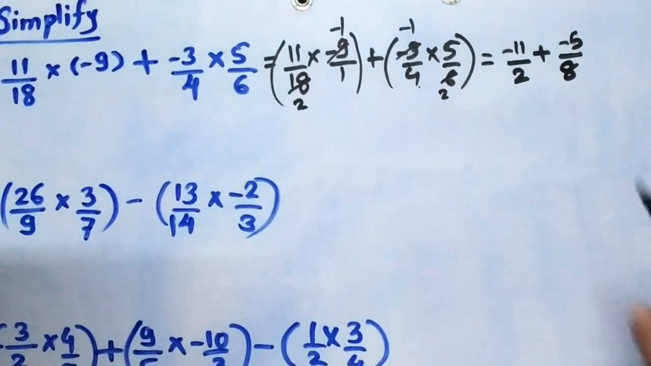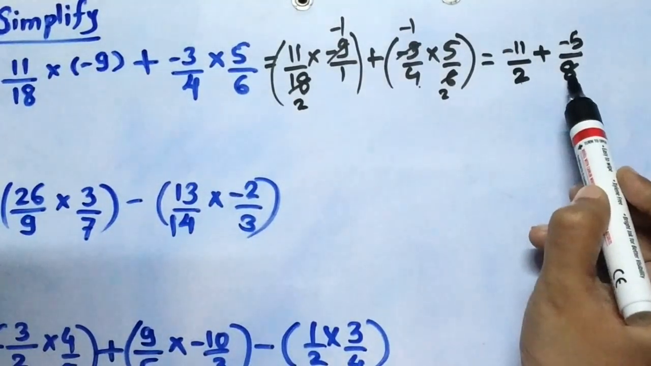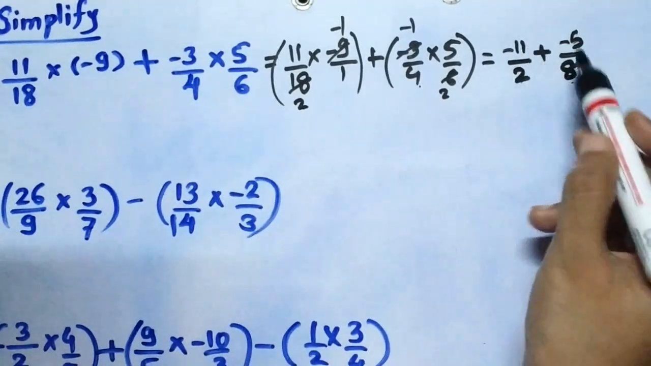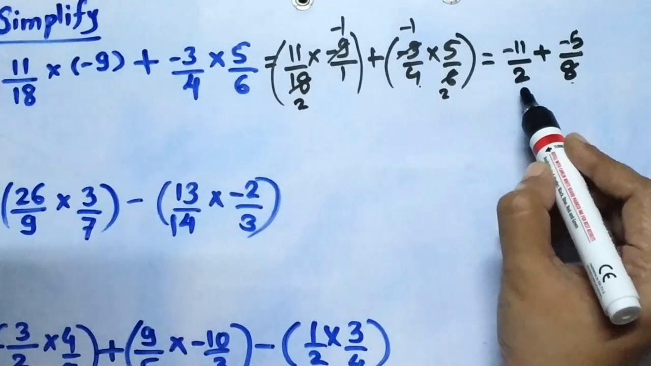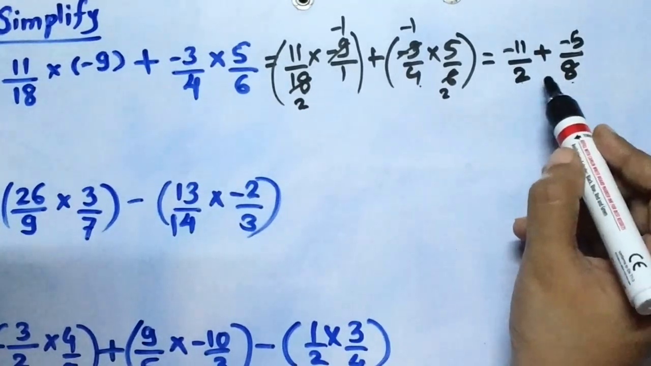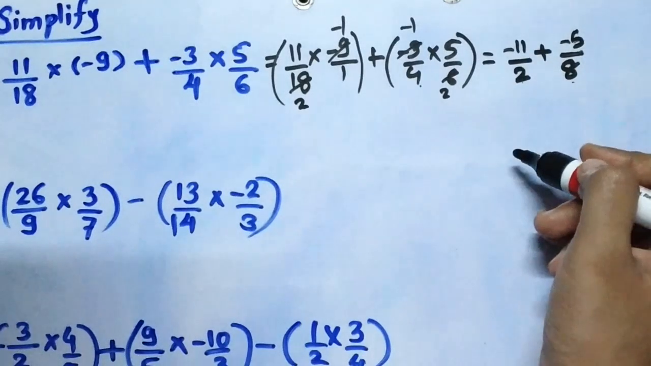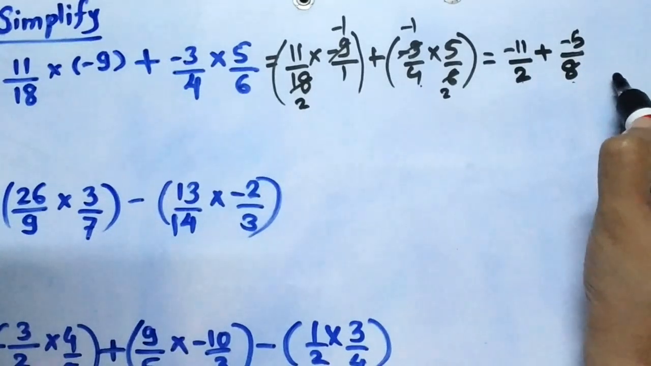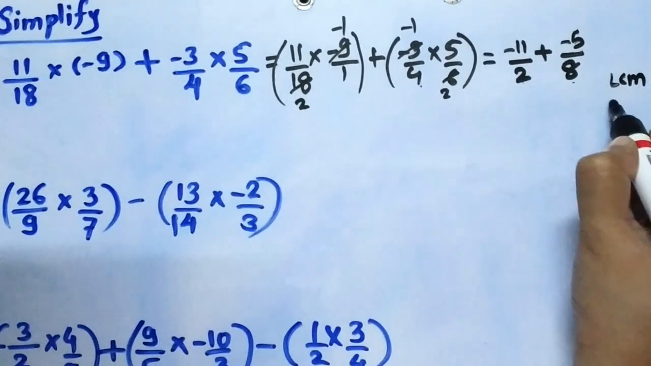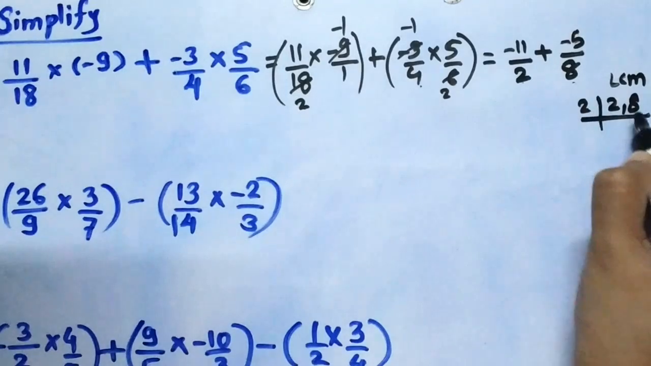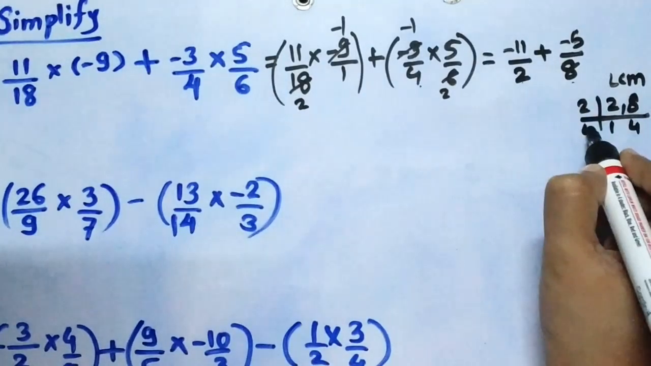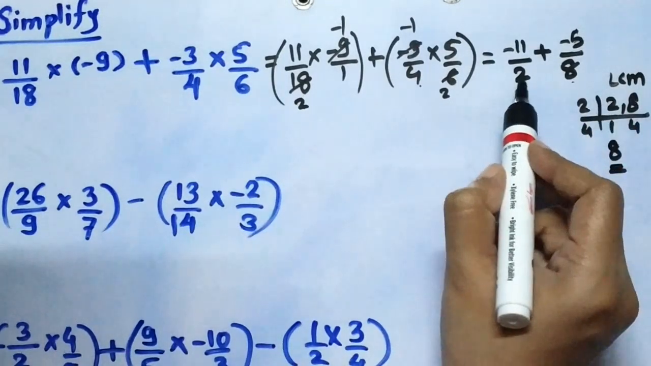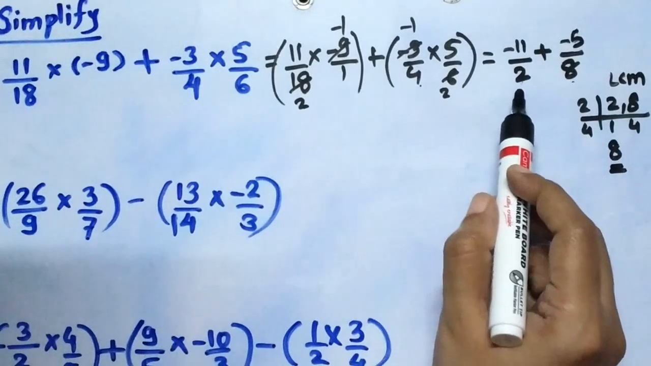So now you can see you need to add these two rational numbers. You can directly do the cross multiplication, or you can take the LCM of 2 and 8. For that purpose you can take the LCM of 2 and 8, otherwise do the cross multiplication. I'll go for the LCM of 2 and 8. So here LCM of 2 and 8: 2 ones are 2, 2 fours are 8, and 8 ones are 8 only. So LCM is 8. For converting this 2 into 8, you need to multiply by 4.